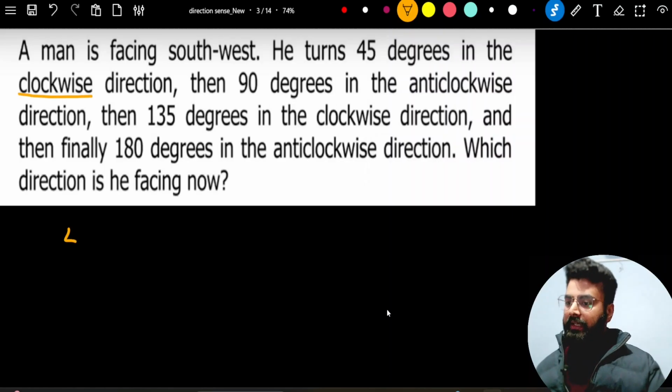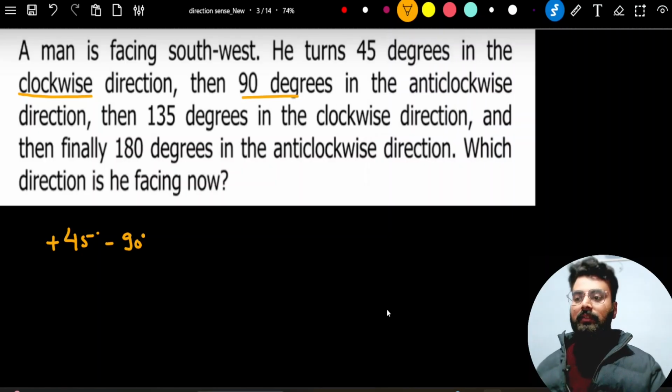So for every clockwise movement, I'll use a positive sign. Then a 90-degree turn in the anti-clockwise. So for anti-clockwise, use a negative sign. That's all. A 135-degree turn in the clockwise direction. So what you will do now? 135 degree can be written as 90 and 45. Look at the turn. It's clockwise. I'll use positive sign. Okay.